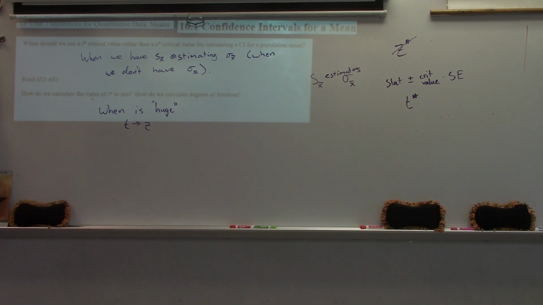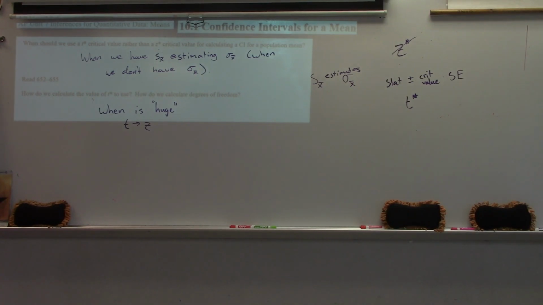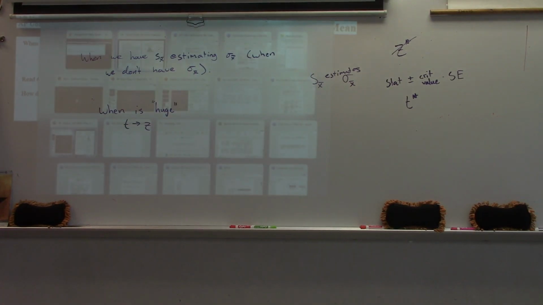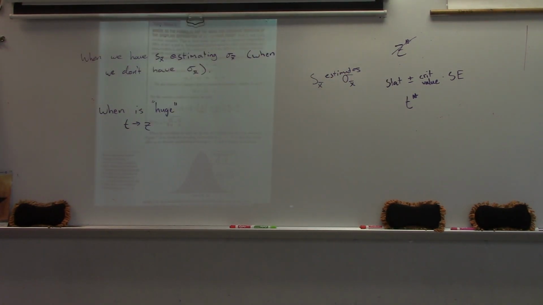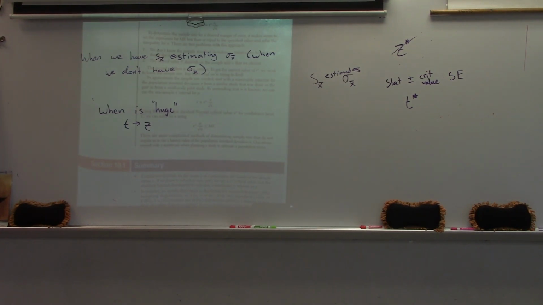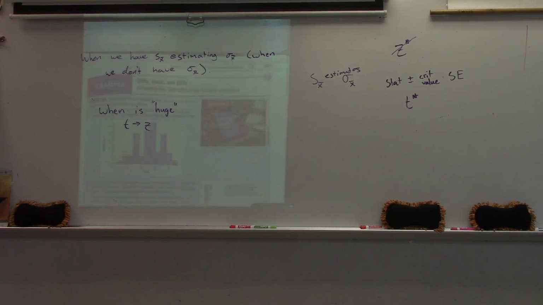Okay, so let's look at some information from the book. I want you to see something about the t critical value from the book information. Not that one. So chapter 10. Did it say page 652 to 650 something? 652 to 655. Okay, cool.